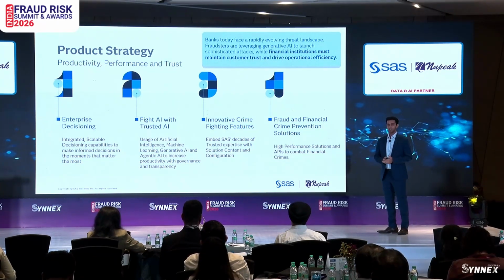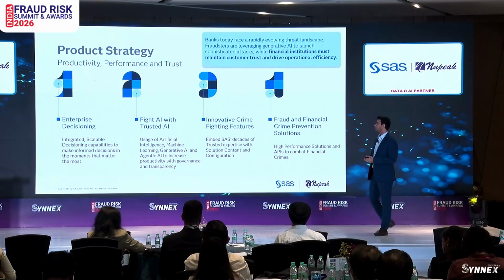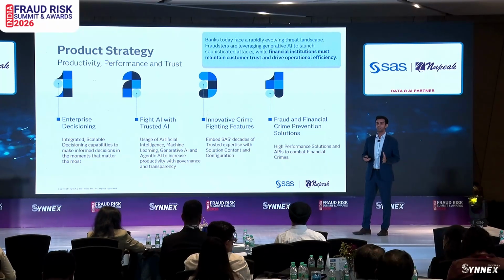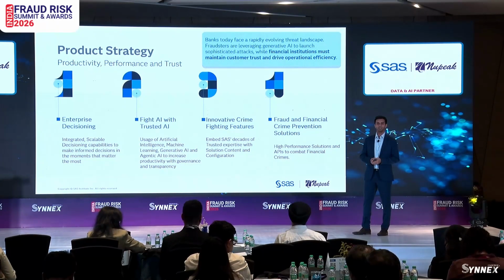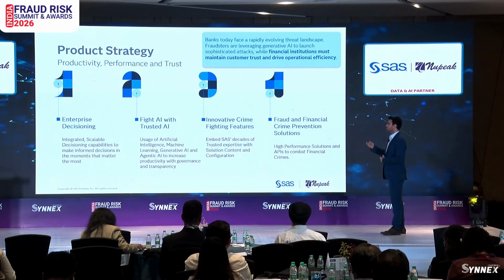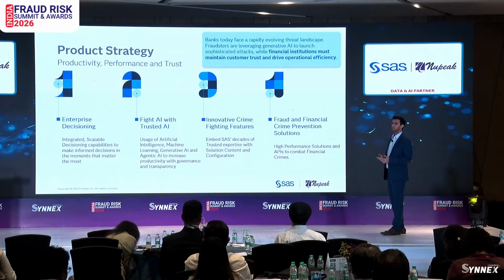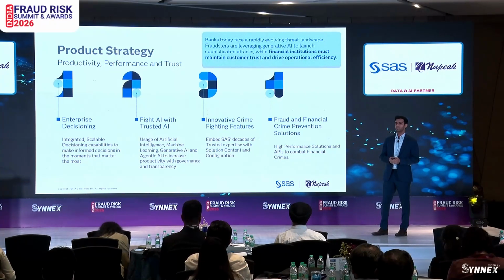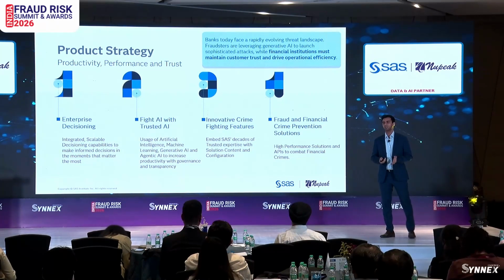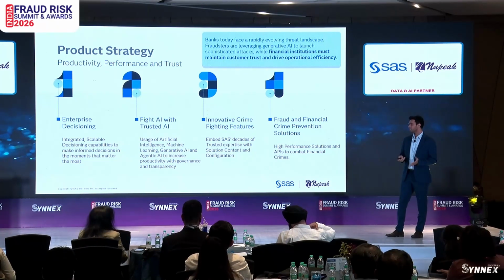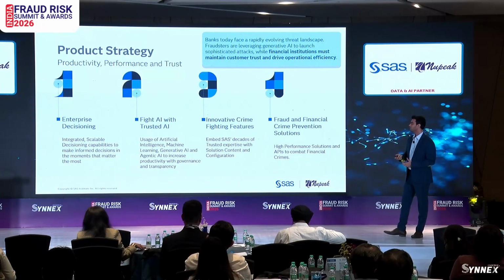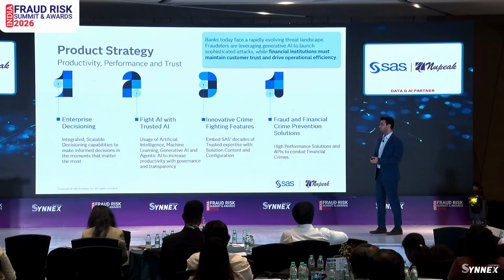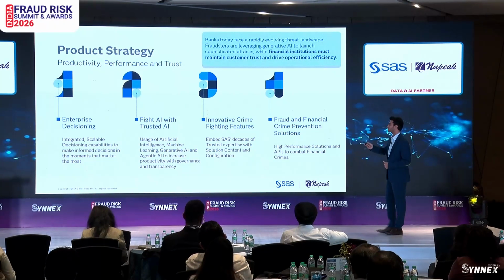The product strategy that we follow here at SAS is that we want to increase productivity and performance, and ensure that the entire platform is trusted, because we work with regulated entities. For enterprise decisioning, we have a very robust solution which can scale up whatever decisions we are building. These could be something as simple as starting out with fraud rules as part of our processes, and then we are also seeing a lot of development on the machine learning, AI and Gen AI front in the industry. We'll talk a little more about this in the next few slides.